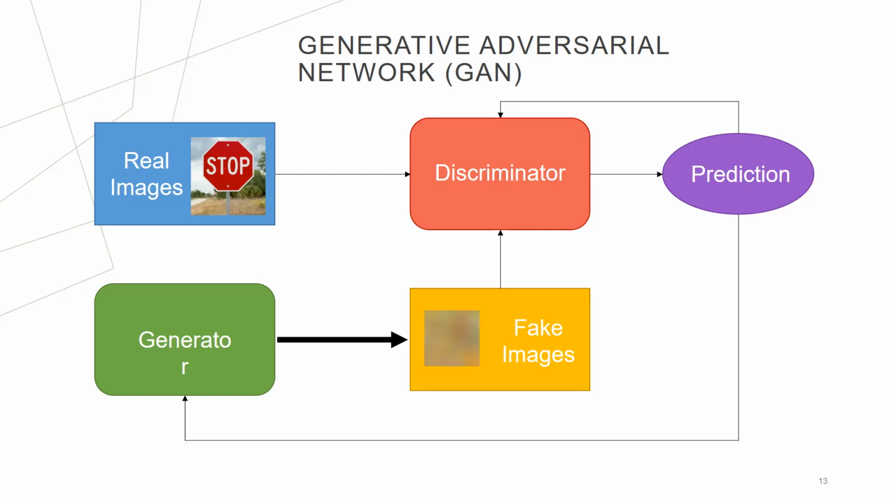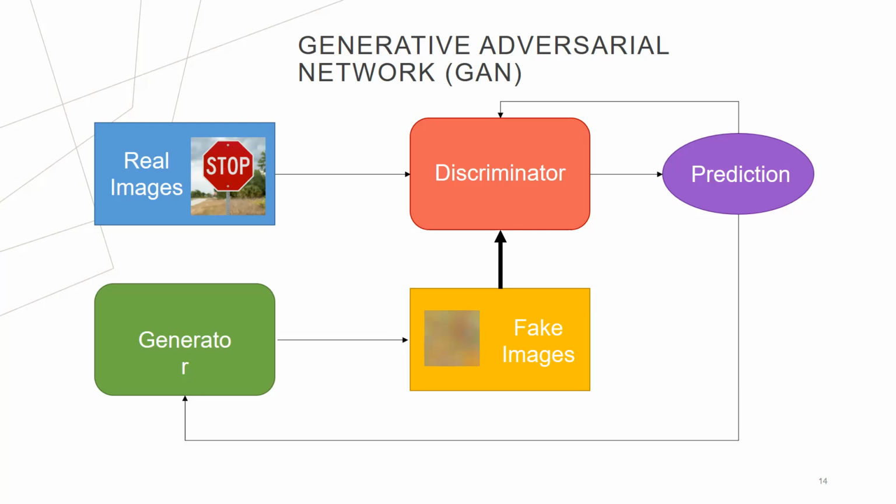So again, our generator hasn't learned anything yet. It creates this image from a random seed. And so right now, as we can see, it's just a blob of colors. There is no stop sign here, but it just creates something from a random seed, as we see with random number generators. And so this fake image gets sent to our discriminator.